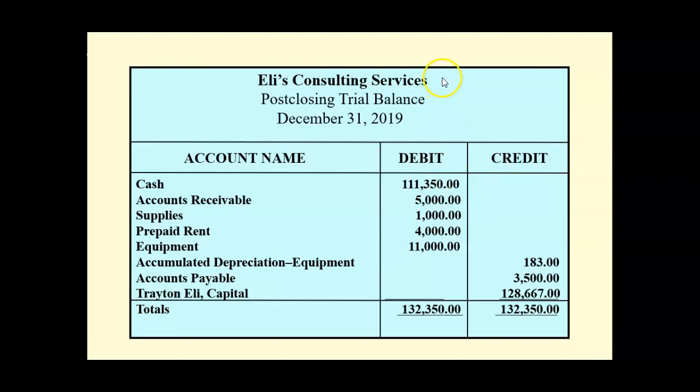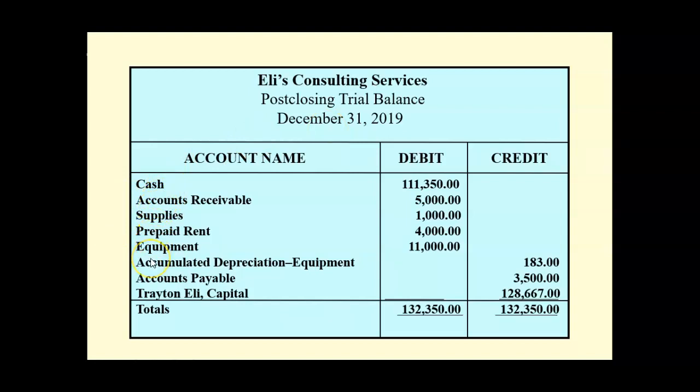So we have our heading: the who, the what, and the when, the name of the company, the type of statement, and the time period. So again, this is an internal statement. It's not seen by those outside of the company. The trial balance is as of a specific date. These are showing the account balances on December 31st of 2019.